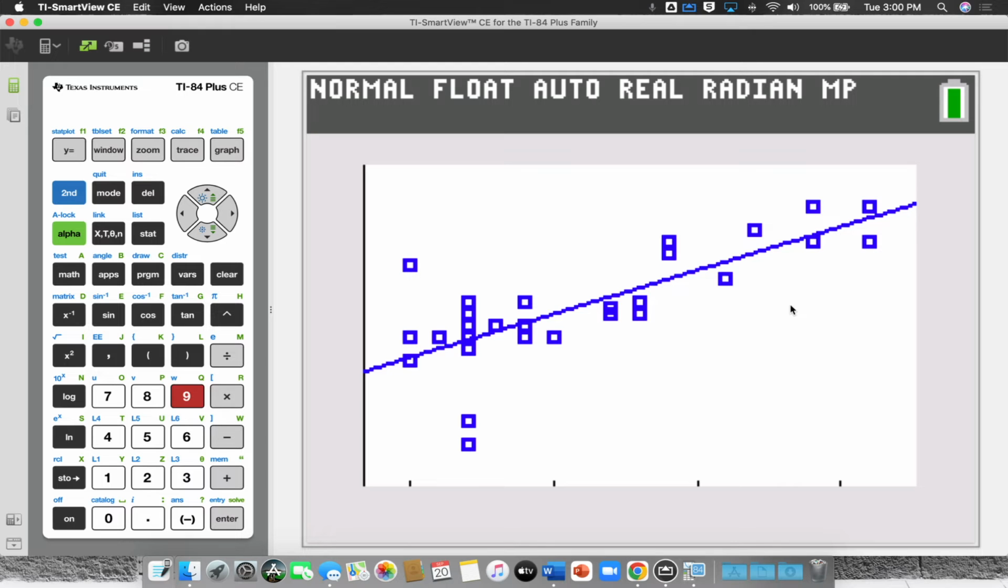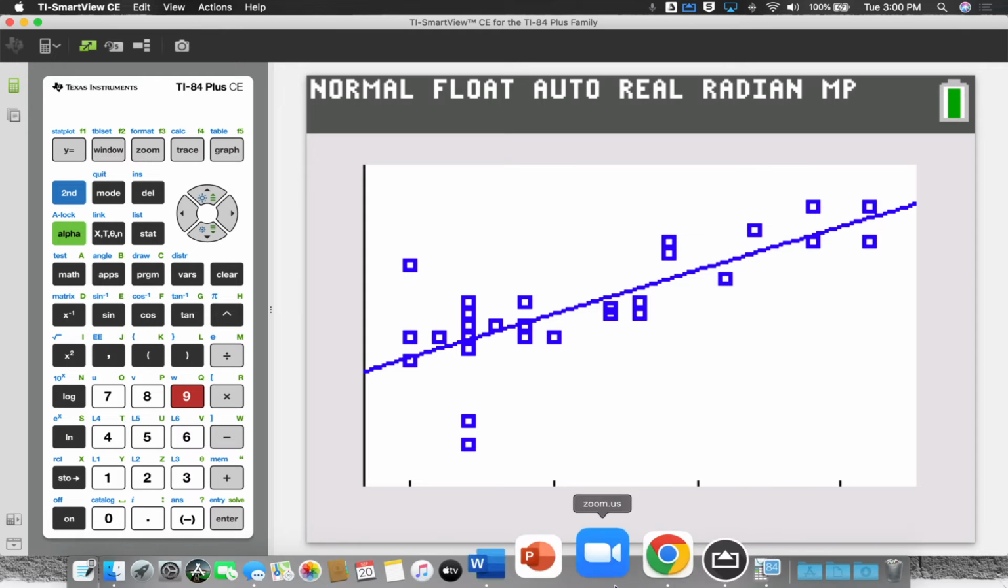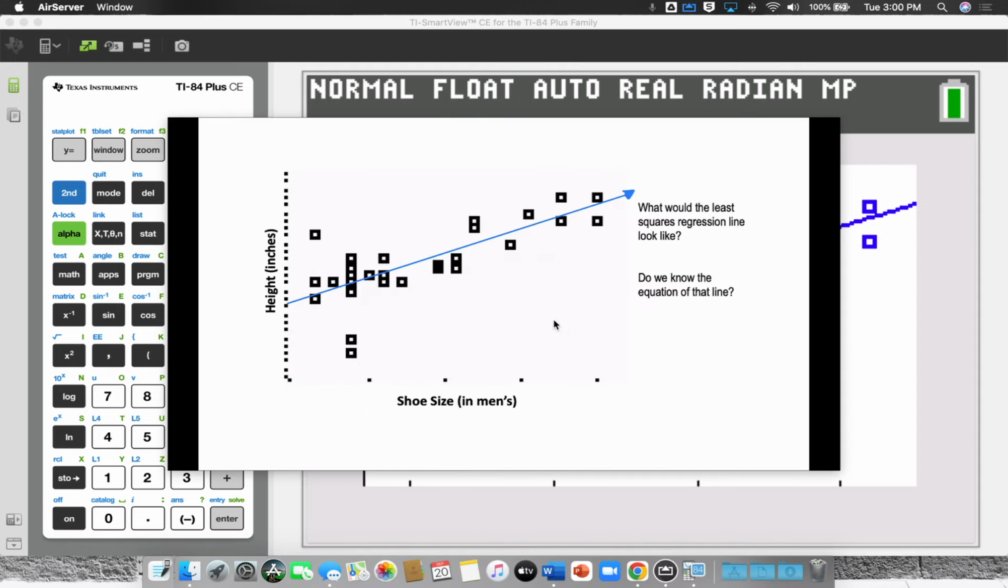How do you make the graph? You go to y equals. Okay. So if you forget how to do it, you can watch the video to see how we did that. That's why I record it, so you can watch it later. Okay, so this is what it looks like.